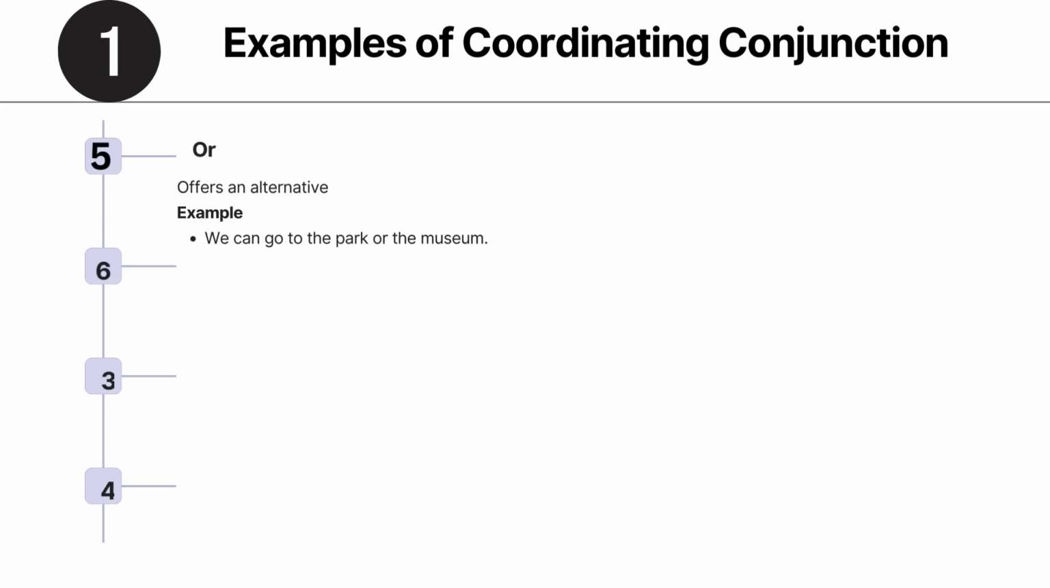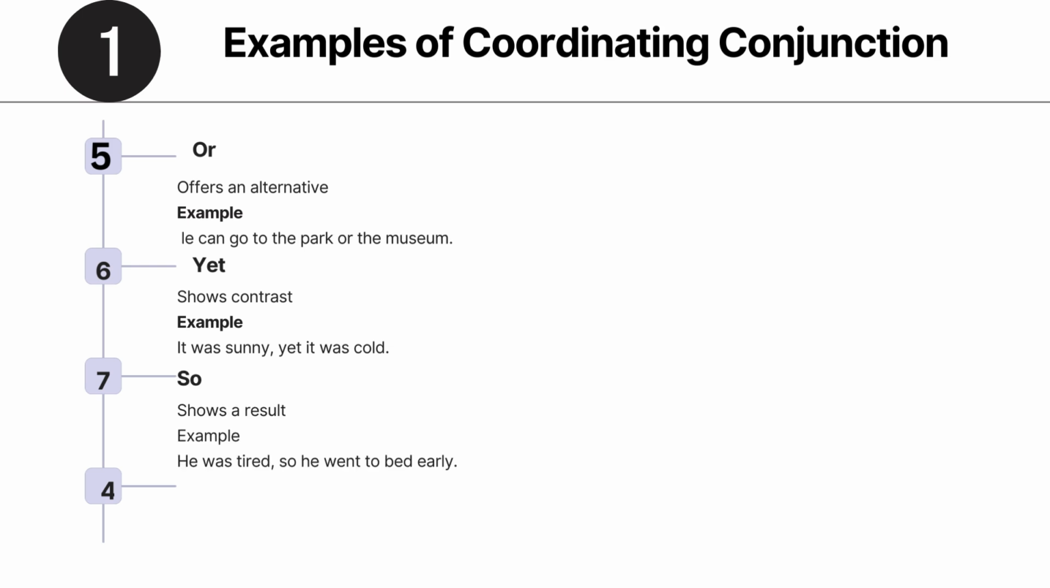Or offers an alternative, like "We can go to the park or the museum." Yet shows contrast, like "It was sunny, yet it was cold." So shows a result, such as "He was tired, so he went to bed early."